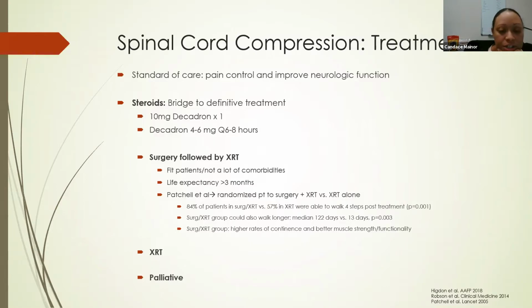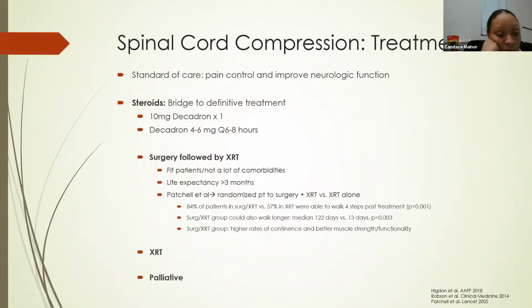So with cord compression, our main goals are to improve pain, but also to improve neurologic function. So oftentimes when patients come in with cord compression seen on imaging, it's important to start high-dose steroids initially with Decadron. And then there becomes a decision tree about if the patient will benefit from surgery and radiation or radiation alone. So it's best when patients come in, they are diagnosed with cord compression, to consult both neurosurgery and radiation oncology to help determine the best treatment for the patient.